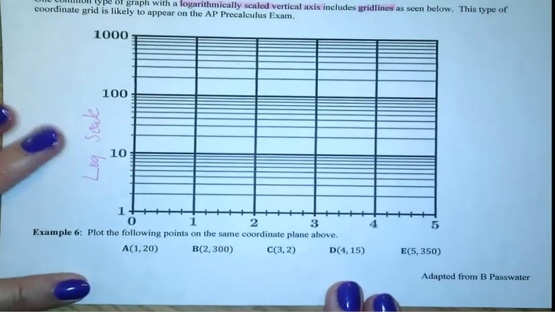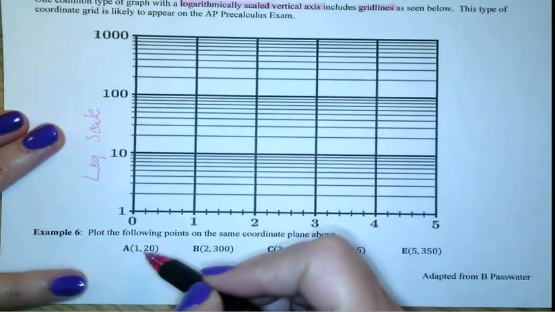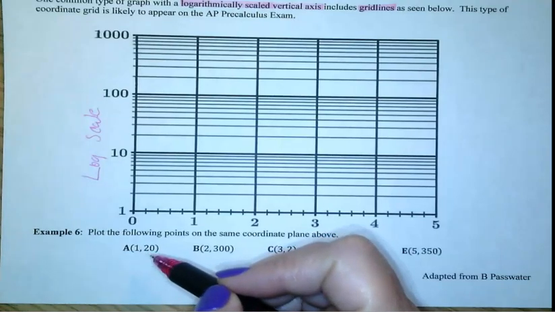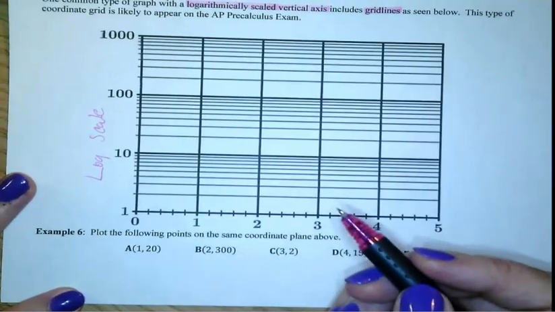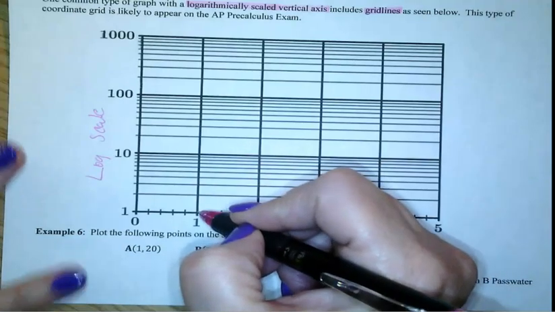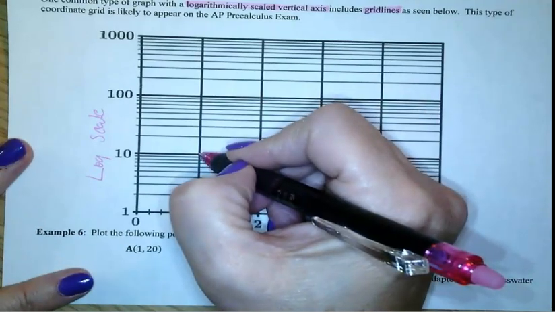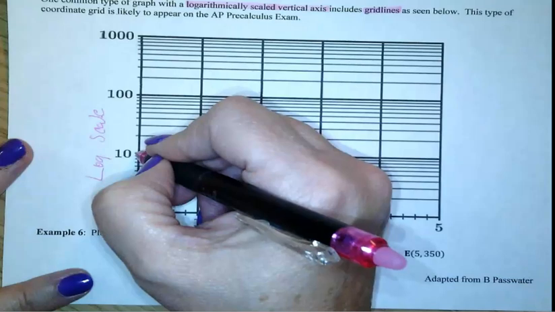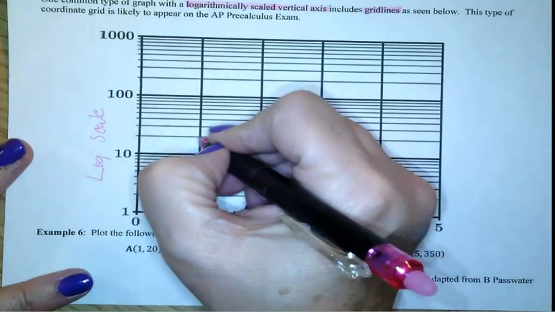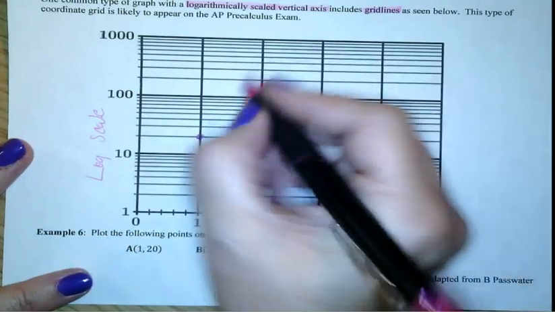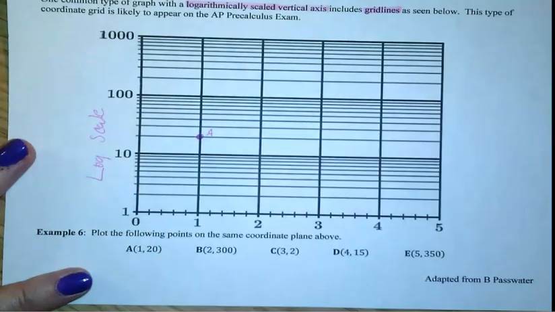Okay. So on the first one, we're going to go 1, and then we're going to go 20. So 1 is right here. Here's 10. And then the first line up, because this is log scale going from 10 to 100, which means this one right here would be my 20. So that's my point A.